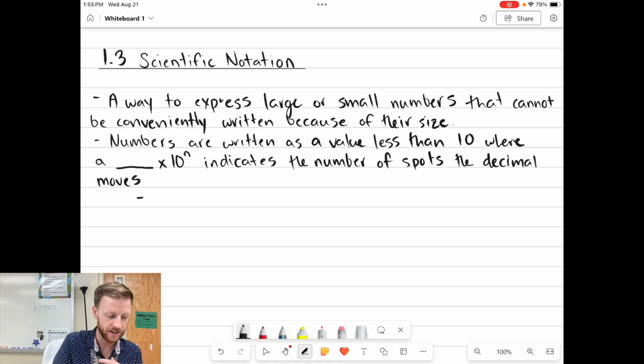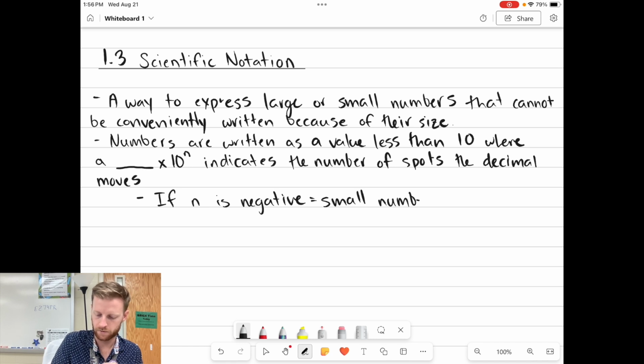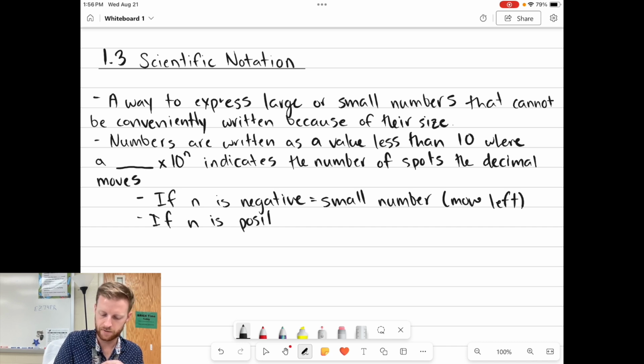But what we need to know is if n is negative, it equals a small number. So our decimal will move left. And if n is positive, it equals a larger number. So the decimal moves right.